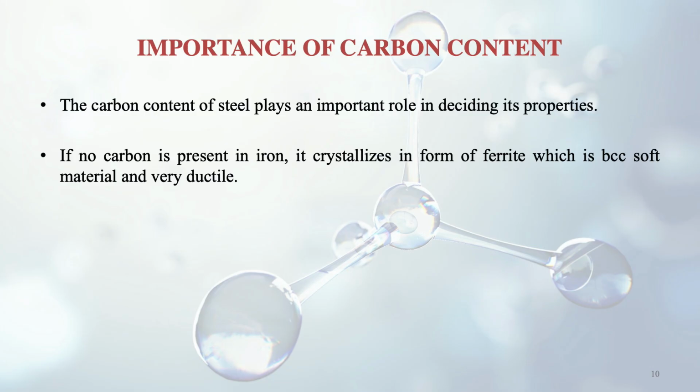If no carbon is present in iron, it crystallizes in the form of ferrite, which is BCC, a soft material and very ductile. What is BCC actually? It is body centered cubic. Suppose you have a cube, and there is an atom at the center of the cube, then it is body centered. That's what it means, body centered cubic. And this ferrite material is very soft, and due to its softness it is very ductile.